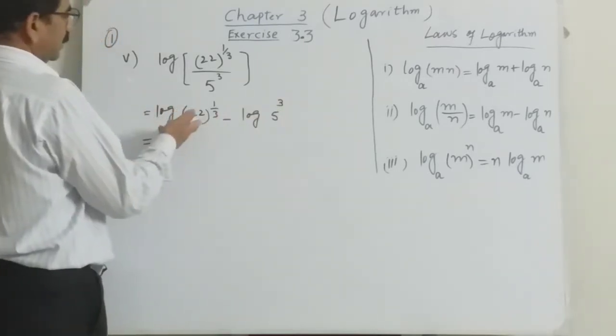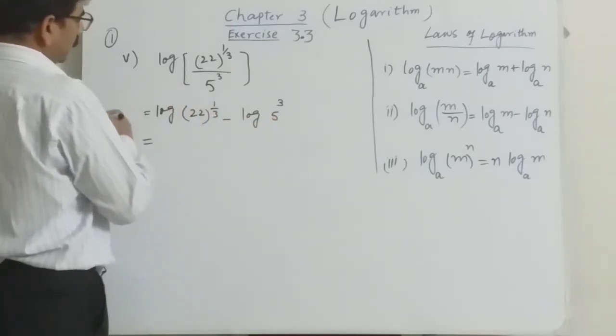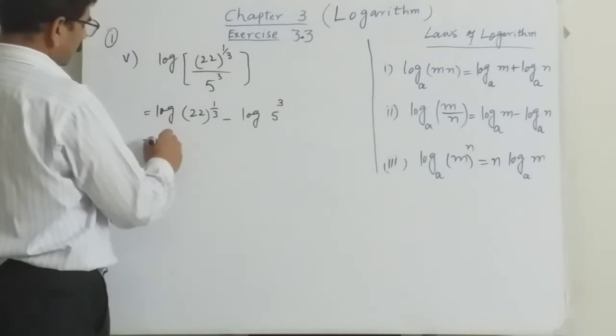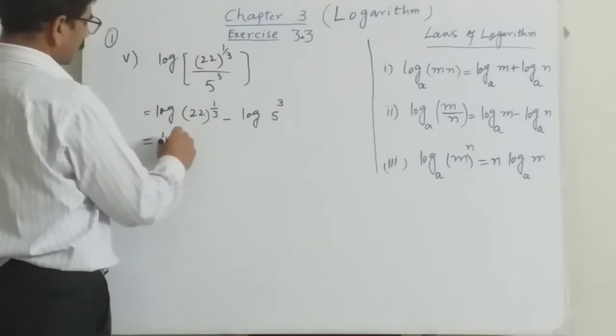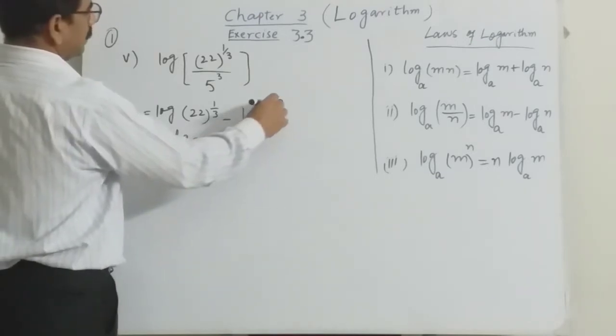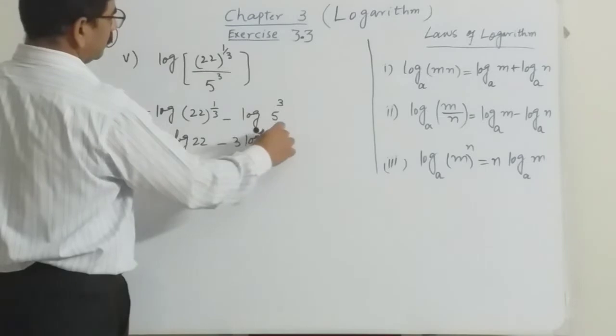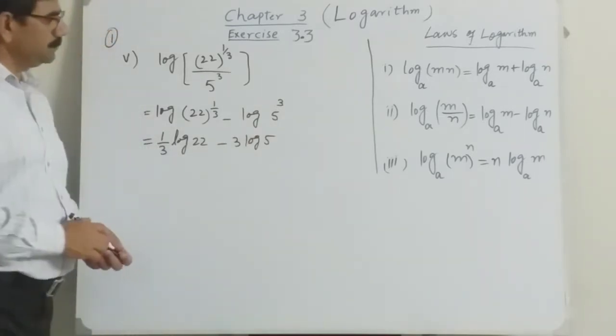Now here we can apply third law of logarithm. Power will be multiplied with the log of 22. We can write it as 1 over 3 log 22 minus, here 3 is the power multiplied by log of the number. That will be the answer.